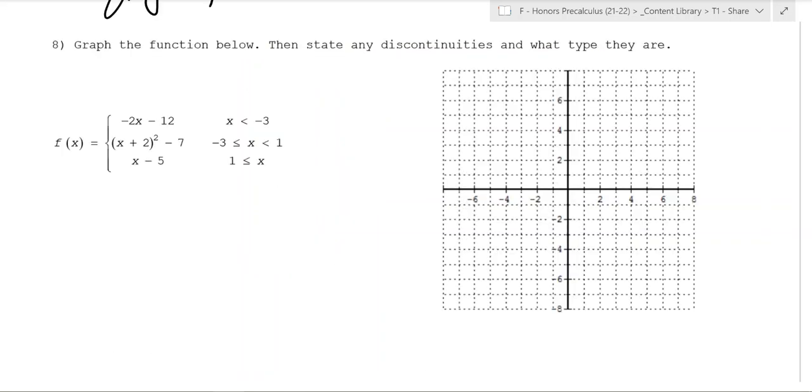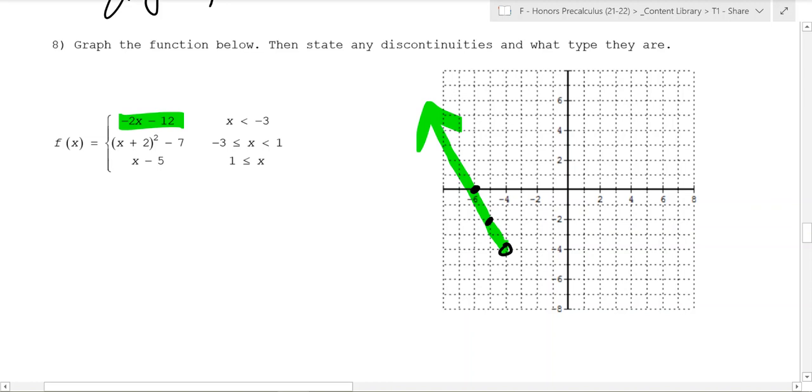So now we're going to graph a piecewise function, negative 2x minus 12. Well, that crosses at negative 6 and has a slope of negative 2. And we know that's going to have an open dot at x equals negative 3. So it goes down a little bit to here, and there's an open dot. So this function starts at that open dot, and it's a straight line like that.